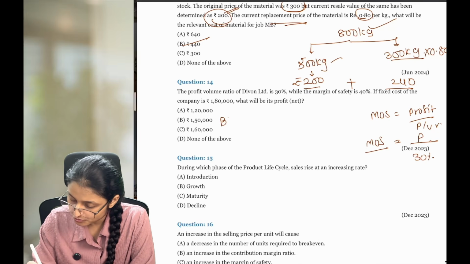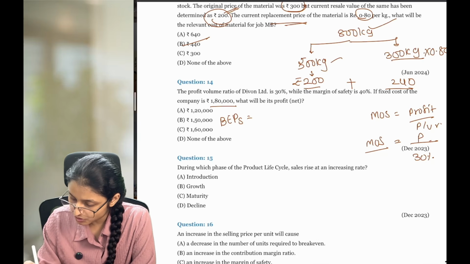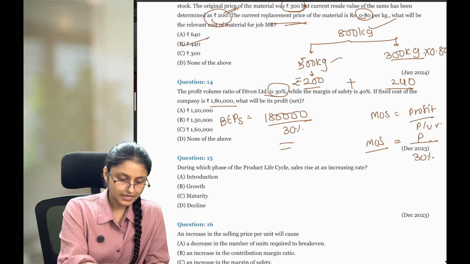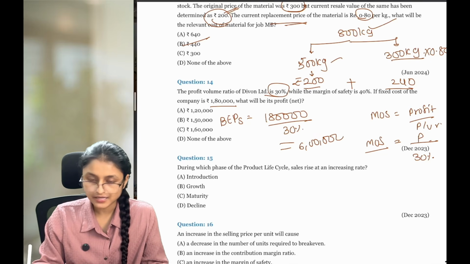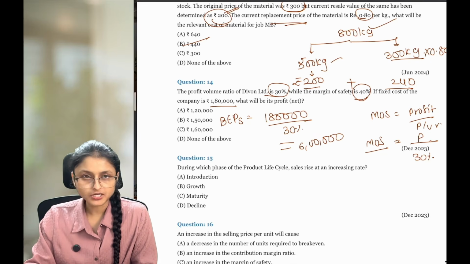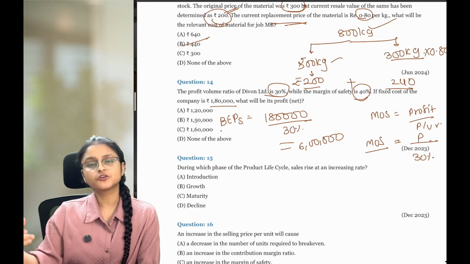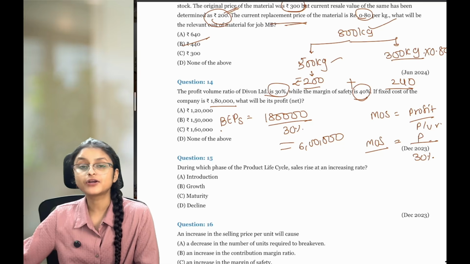For this, I am going to use my break-even point sales, because that can be calculated with the help of fixed cost upon PV ratio. Fixed cost is 1,80,000 divided by PV ratio of 30%. 1,80,000 divided by 30% is equal to break-even point sales of 6 lakh rupees. If your margin of safety is 40%, break-even point is going to be 60%, because the total of both of them is the actual sales. So if margin of safety is 40%, break-even point is 60%.